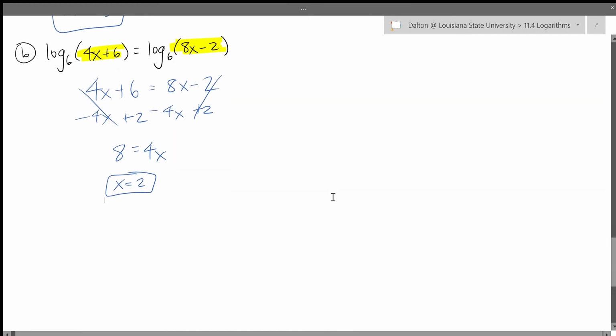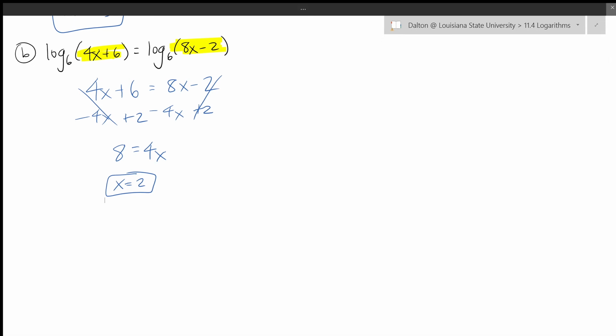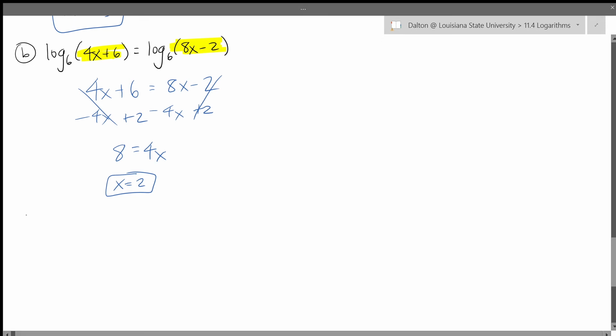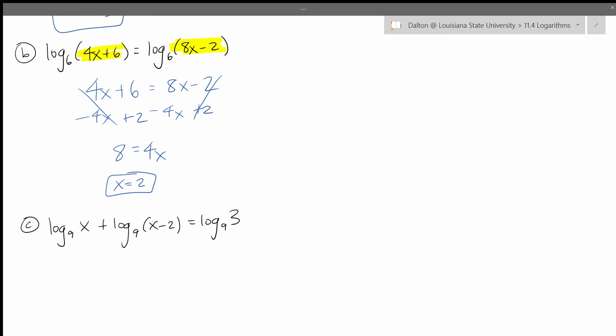Okay. Next example. Log base 9 of x plus log base 9 of x minus 2 is equal to log base 9 of 3. Now this one has another term compared to the last example. All of them are base 9, which is good because that means we can apply our properties.